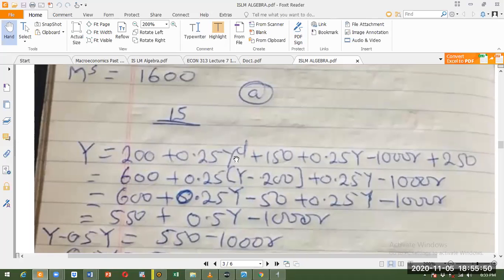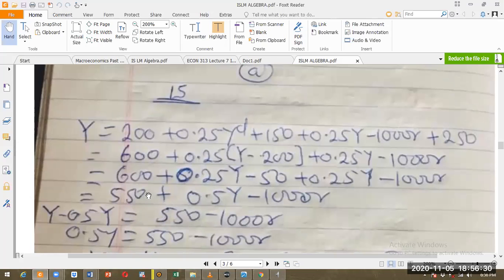Then for YD, we know that YD is equal to Y minus T. Income minus tax. The tax was giving us 200, so YD is equal to Y minus 200. Then we have 0.25Y and then our 1,000R. When we expand this, we are getting 0.25Y minus 0.25 times 200, which is 50, then plus 0.25Y minus 1,000R.